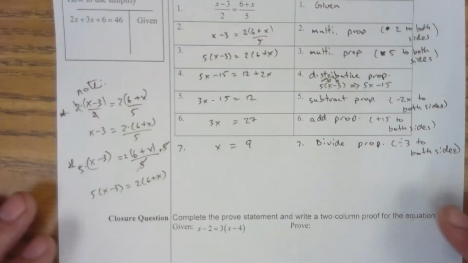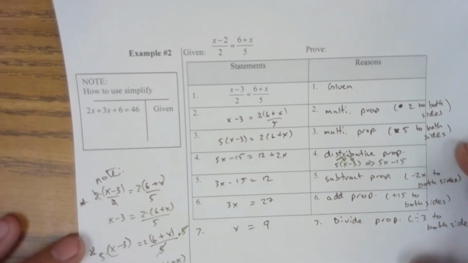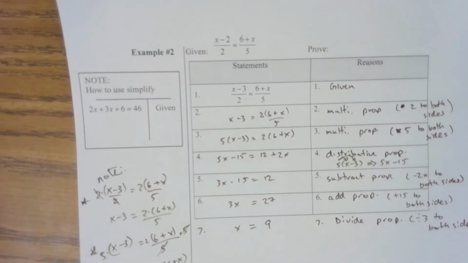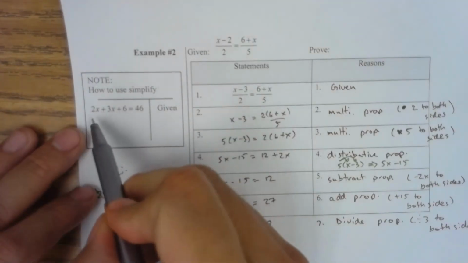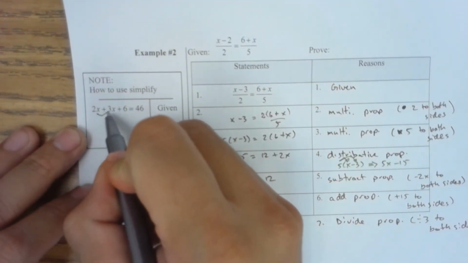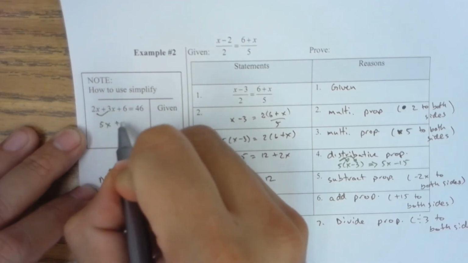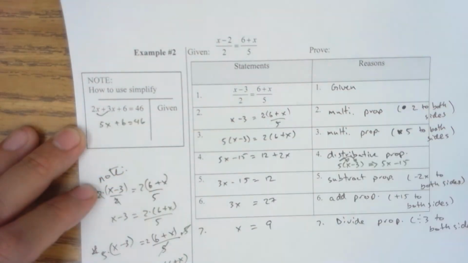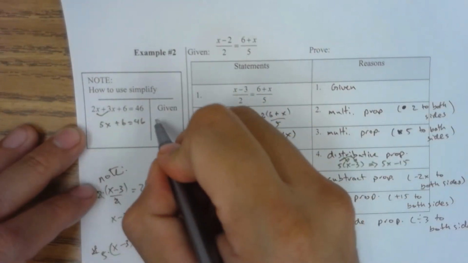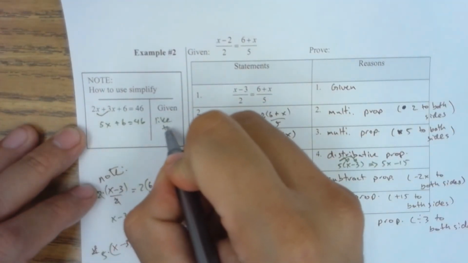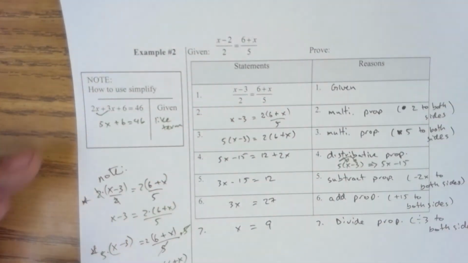And before I let you guys go ahead and do your work, take a look at the last note here. When you see a problem like this and you want to combine these two together, so it can be 5x plus 6 equals 46, the word for that is like terms. Okay, so you can write that definition or the reason for that. It's called like terms. Other than that, that's a two-column proof. Try the closer question and let your teacher take a look.